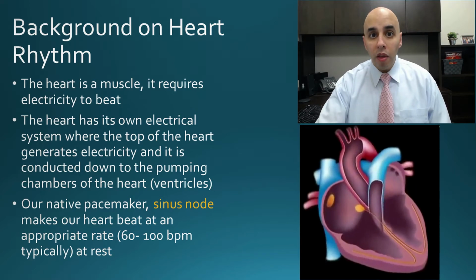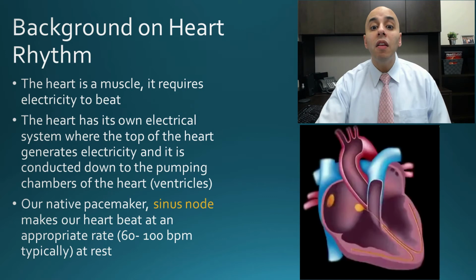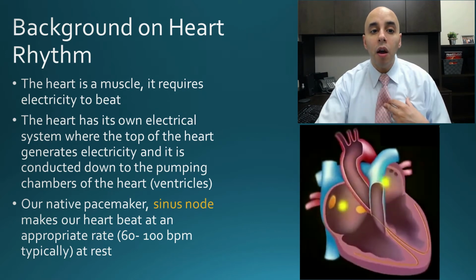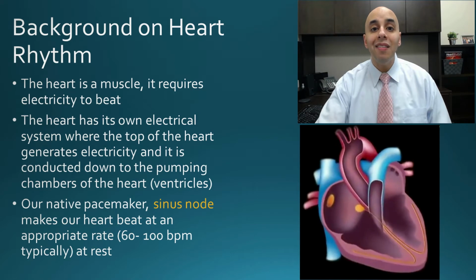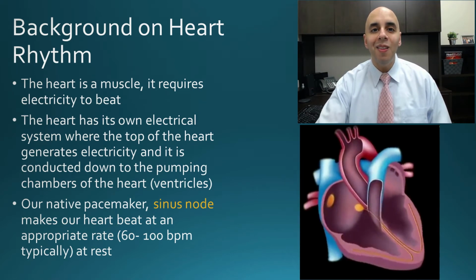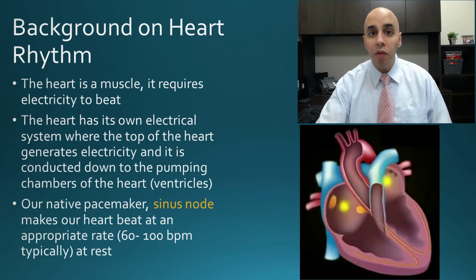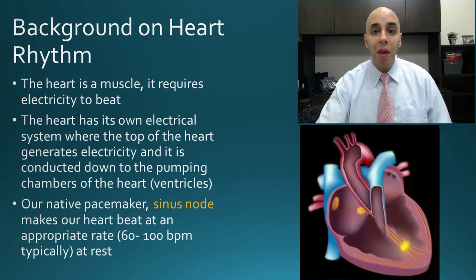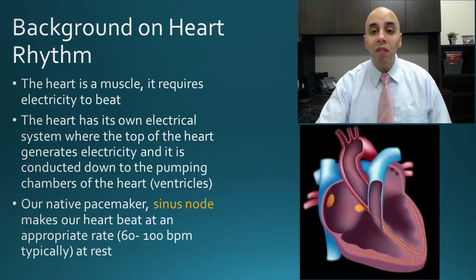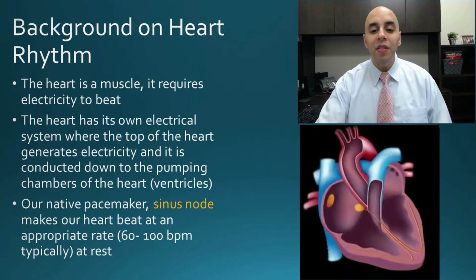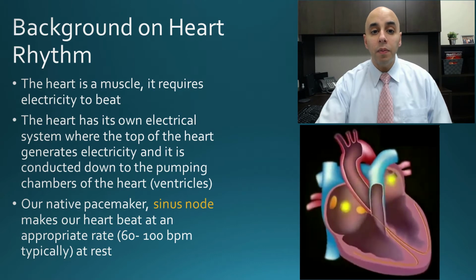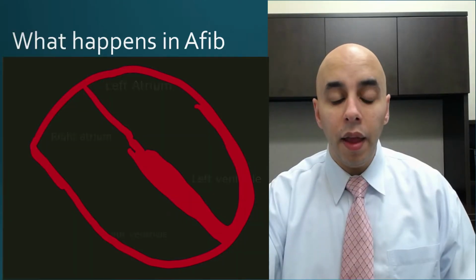In normal rhythm or sinus rhythm, the sinus node, our native pacemaker, generates electricity. And the nice thing about it is it's appropriate to the situation. Our sinus node is innervated by our brain, and so if we're running, it'll pick up and go fast. If we're relaxing, it'll just pace at a normal rate, around 60 to 80 or so. With atrial fibrillation, however, this gets disrupted. So let's take a look at this drawing I made.